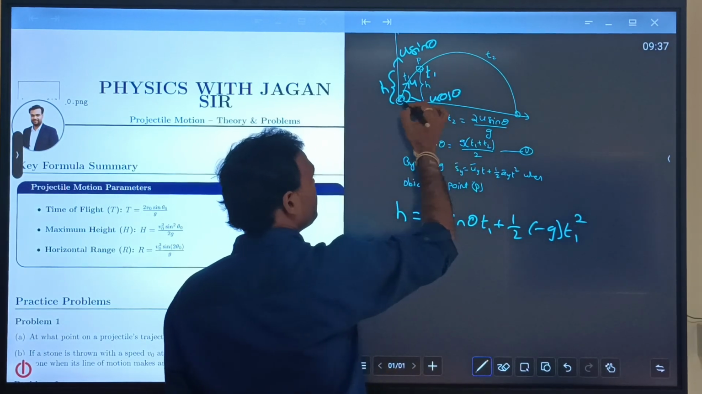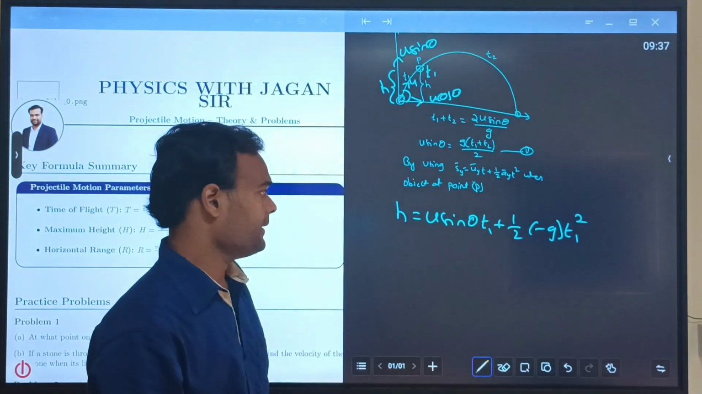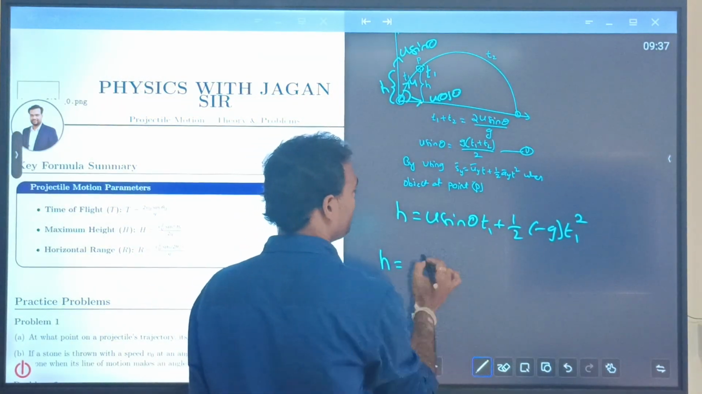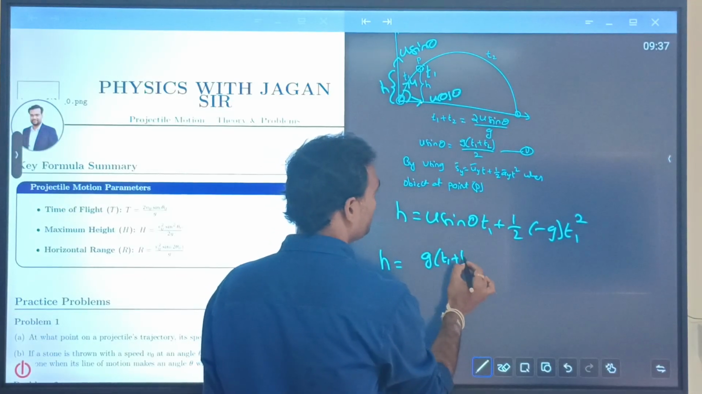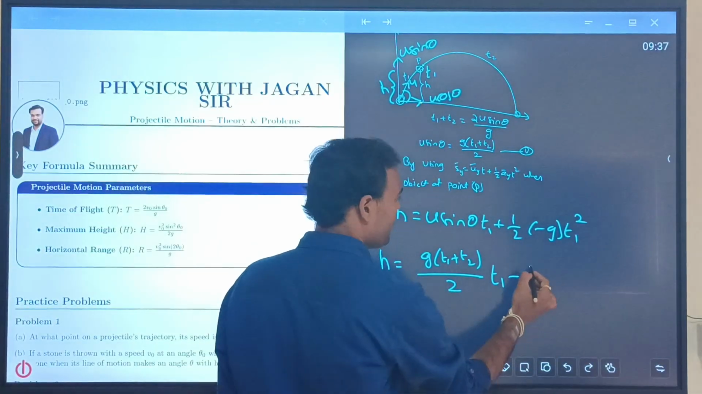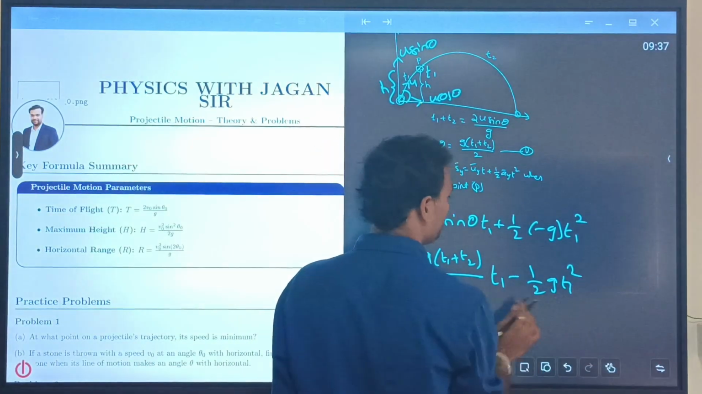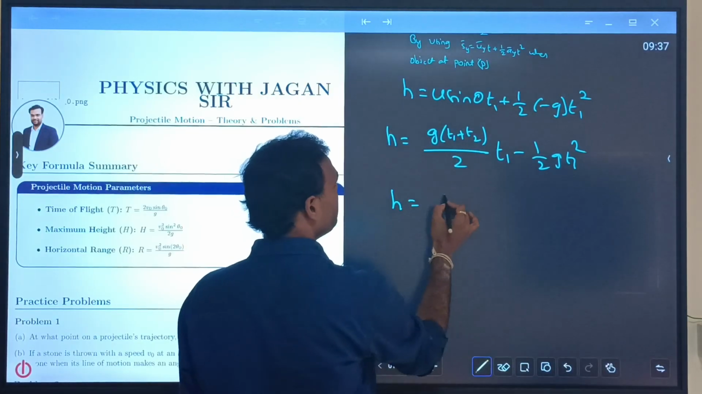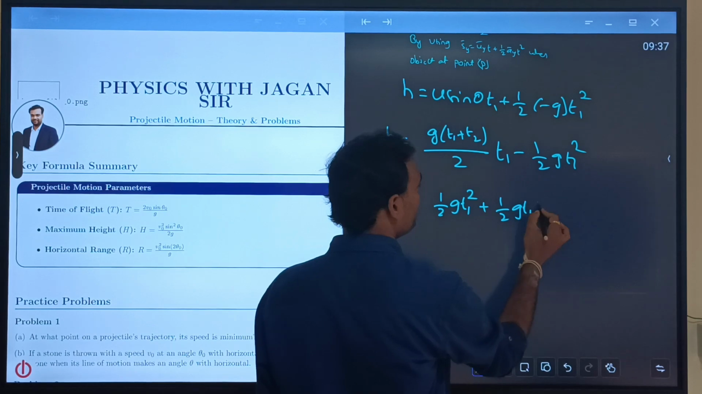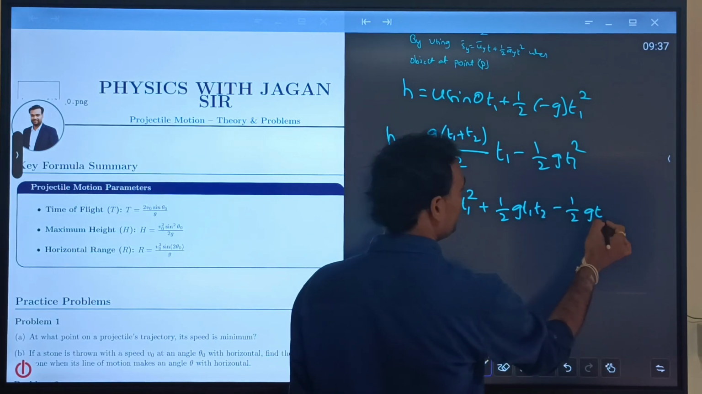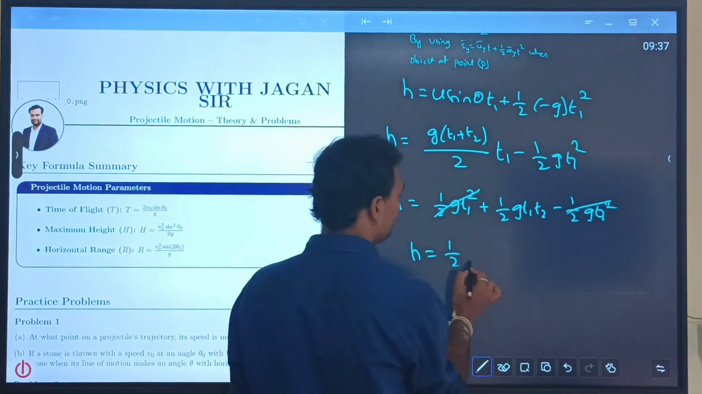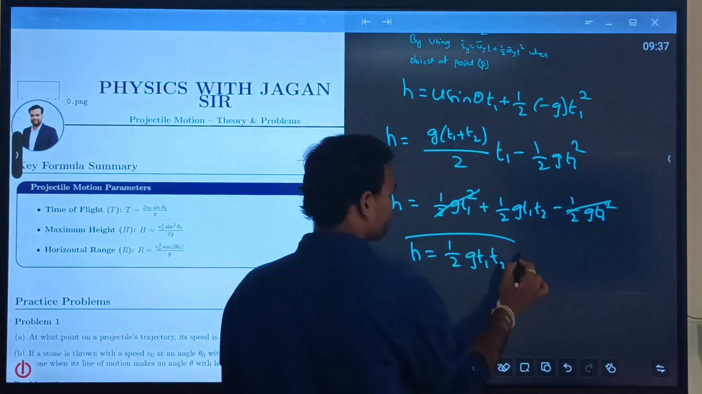Let us assume the time taken to reach from here is t1, as we were discussing. Let us substitute the u sin theta value here. H is equal to u sin theta, meaning g t2 by 2, times t1, minus half g t1 square. Then this will be half g t1 t2 minus half g t1 square, and this will get cancelled. Then h is equal to half g t1 t2.